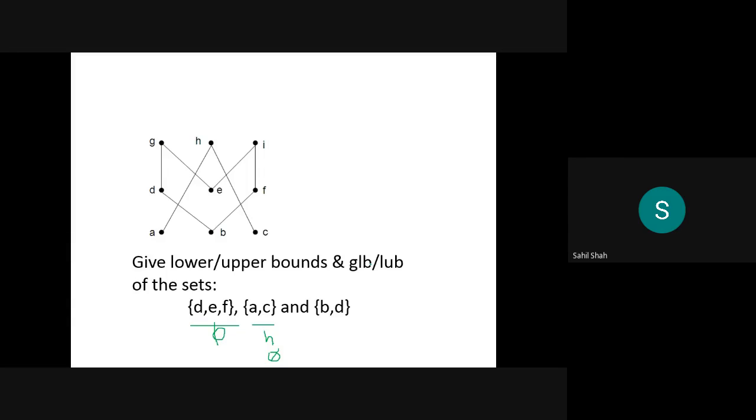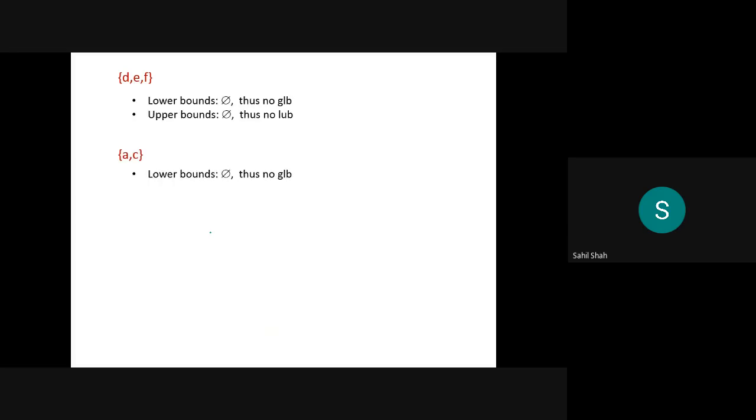Okay, for B, D, let us check out BD. For BD, the lower bound is B. These are related, and the greatest lower bound is B itself. In a similar manner, the upper bounds of BD are D and G, out of that, the least upper bound is D.